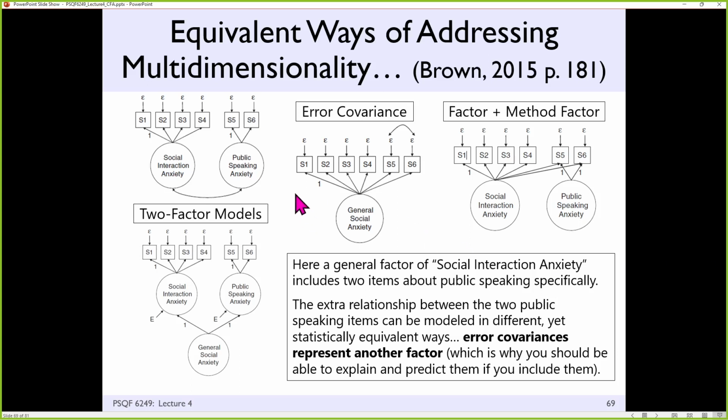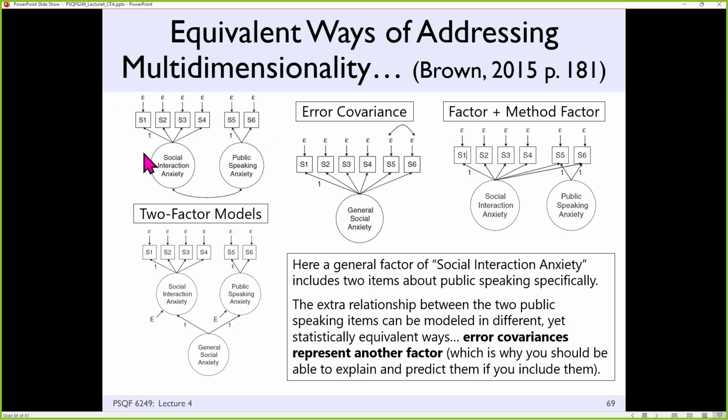So in this example, which is from your textbook, the Brown book, page 181, where I stole these pictures from, there are 6 items measuring some kind of anxiety related to social interactions. And 2 of them have to do with public speaking in particular. So those sort of break off into their own thing to some extent. They have more than just social anxiety as a common thread.